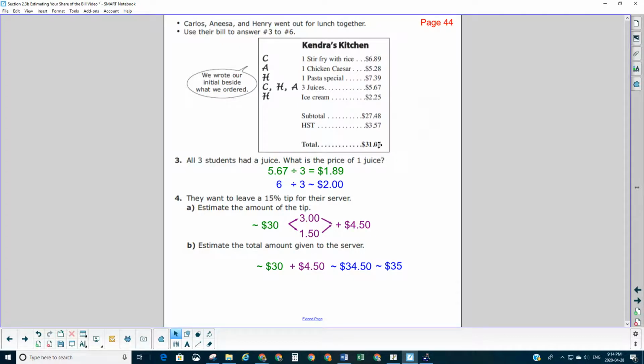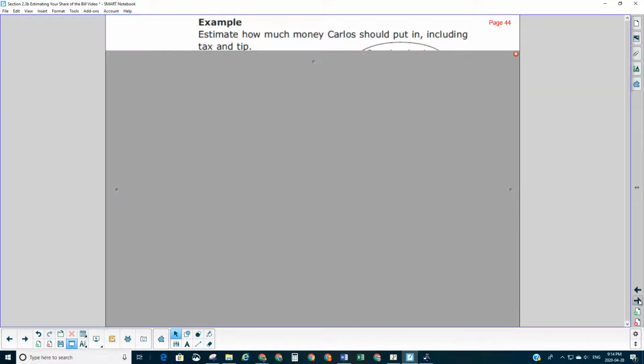So on page 35 or 45, we're actually going to go and calculate this. Actually, the book has an example of how to calculate Carlos on the bottom of page 44. So let's read what the book suggests we do, and then we'll go to page 45 and estimate it for Anissa and Henry. So what the book says, let's estimate how much Carlos should put in.